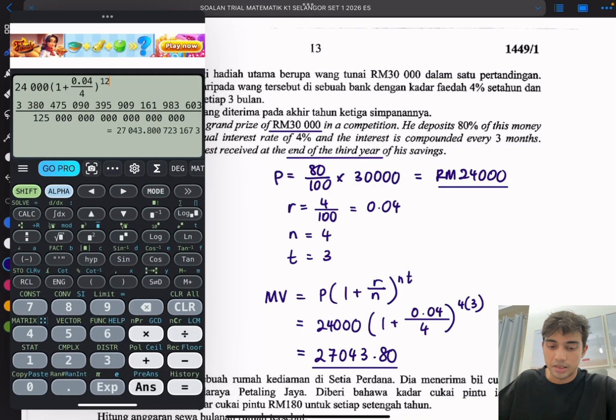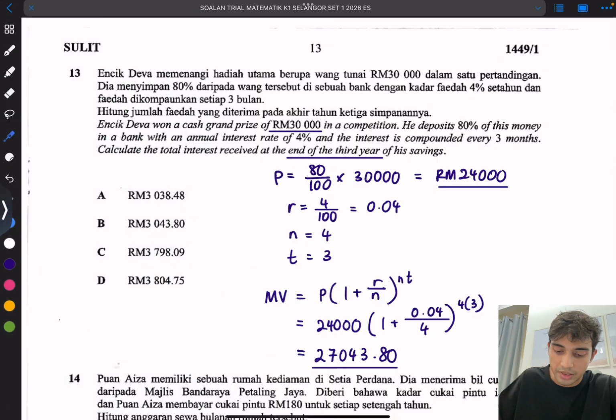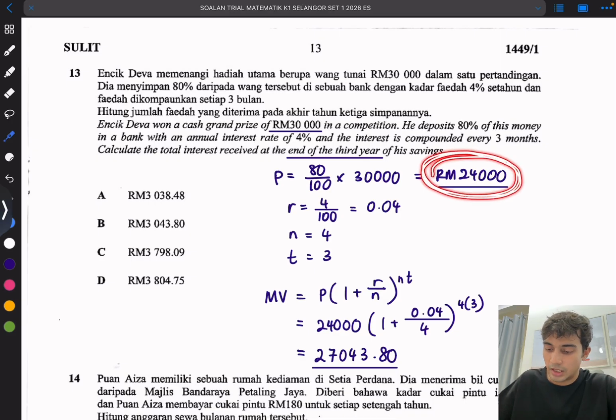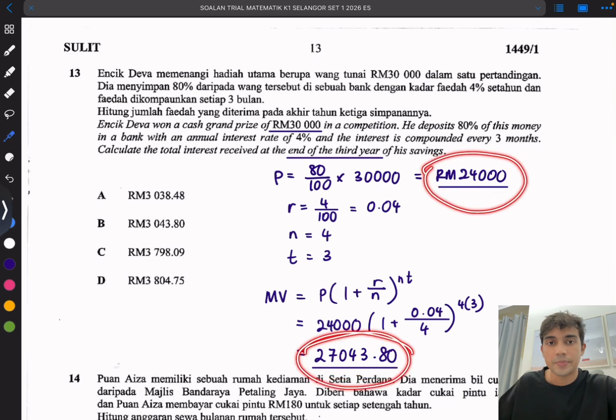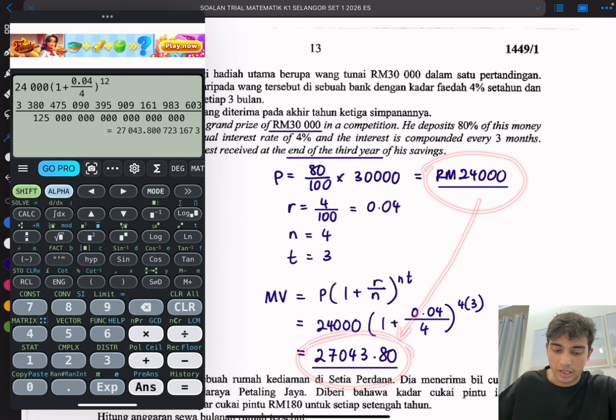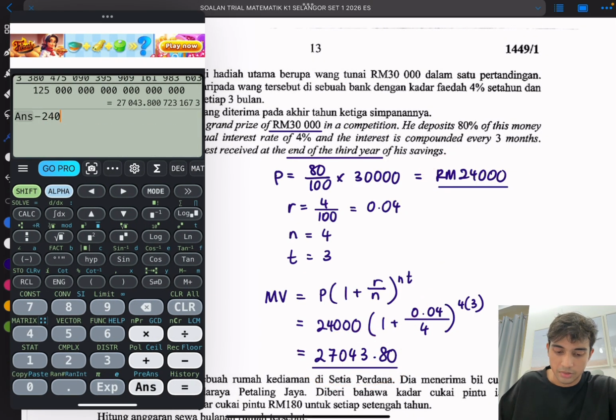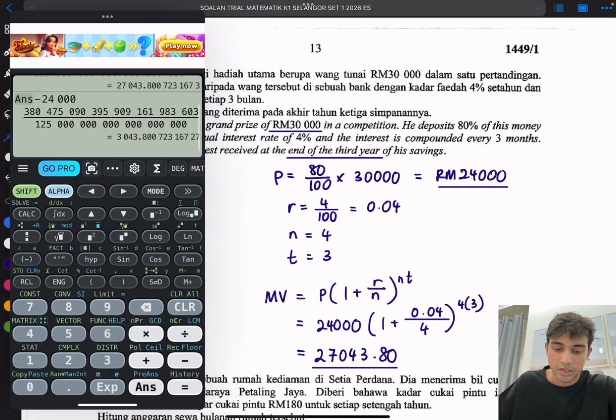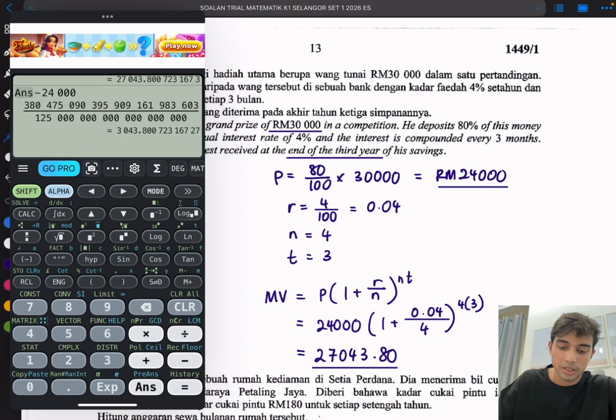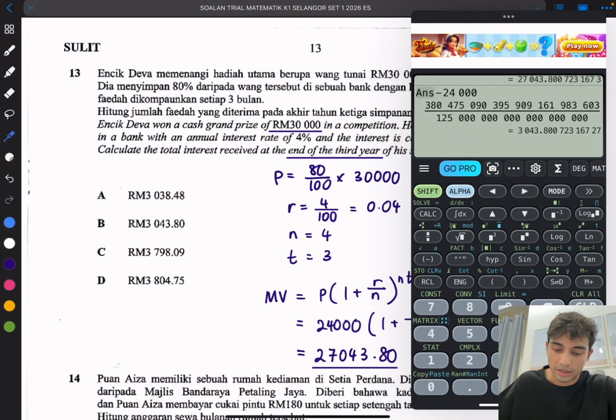But this is not the final answer, because they're asking us to find the total interest. So he put in 24,000, he cashed out 27,000 after 3 years. So the interest, the faida he gains, is the difference lah. So 27,043 we minus with 24,000. So the interest is 3,043 ringgit 80 cents. The answer is B.